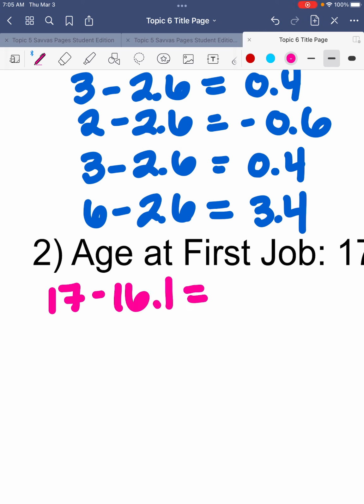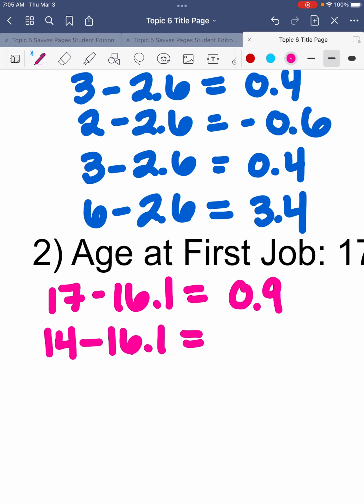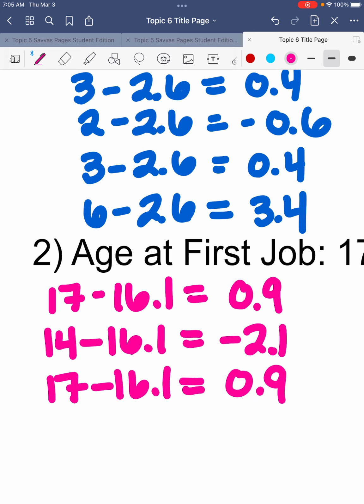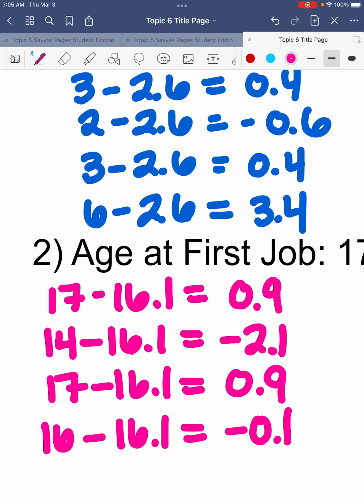And 17 minus 16.1 is going to be 0.9. Okay? Next, I'm going to do 14 minus 16.1. So 14 minus 16.1 is going to be negative 2.1. Then I have 17 again. So 17 minus 16.1 is 0.9. Then I have 16. So 16 minus 16.1 is going to be negative 0.1.